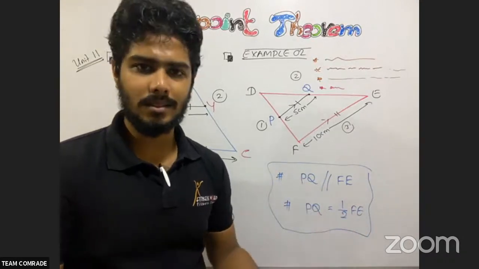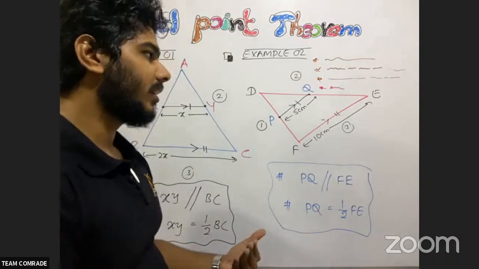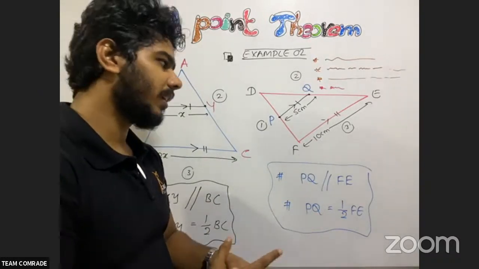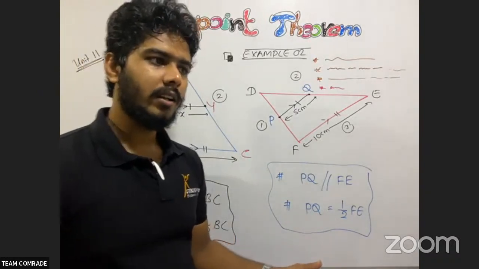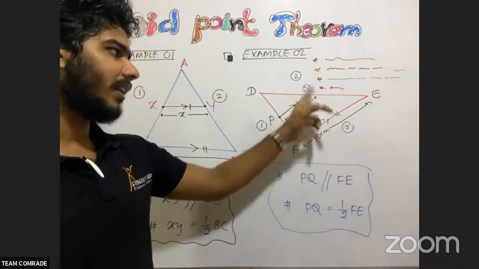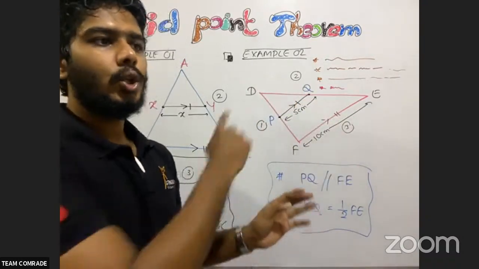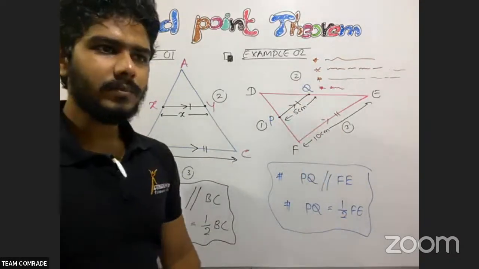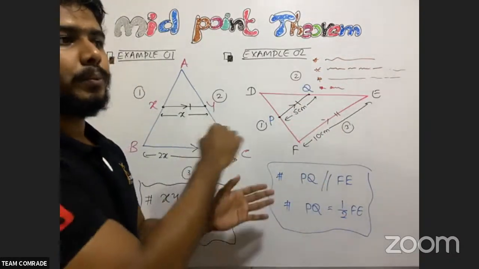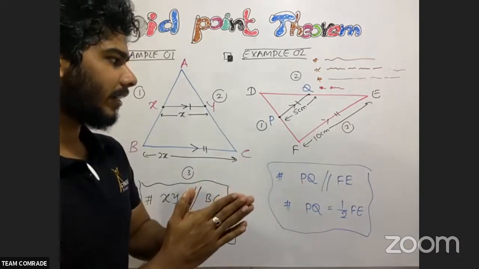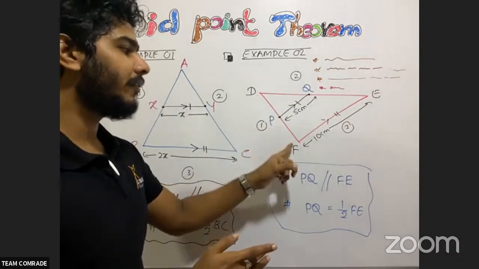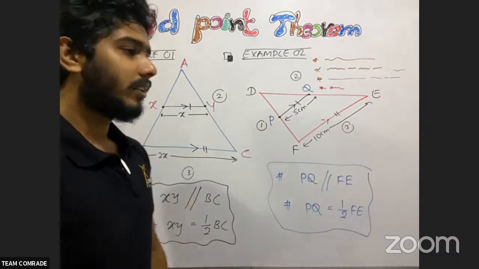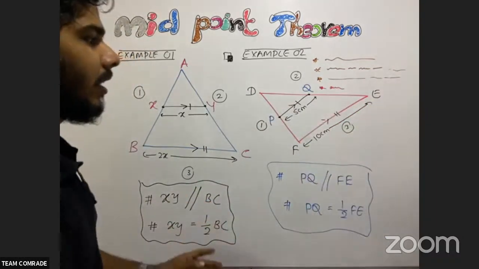When we write answers, they will ask, show that PQ is half of FE. First, after we draw, we mark using some symbols. Then to prove PQ is half of FE, we write the proof one by one. P is the midpoint of DF. Keep it aside. The reason, you have to write in the brackets.